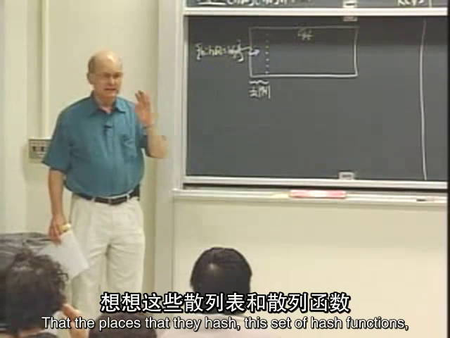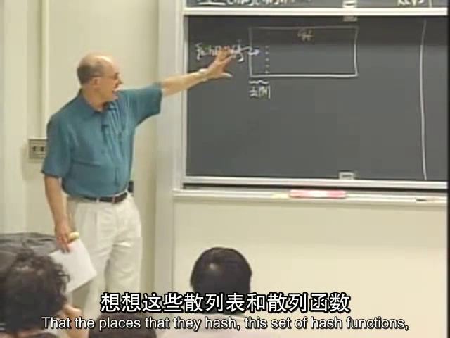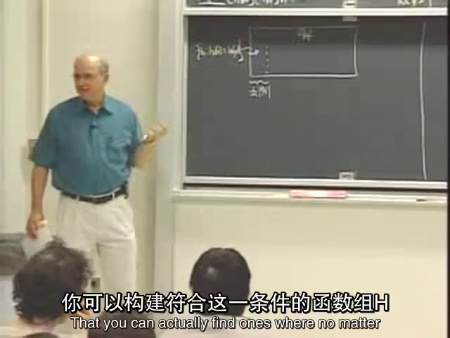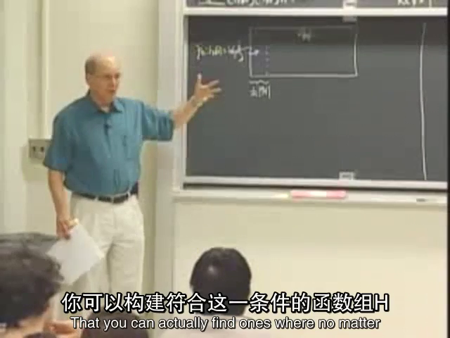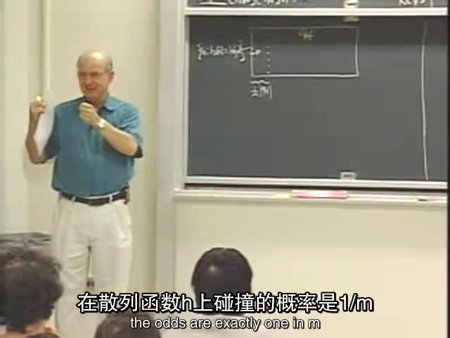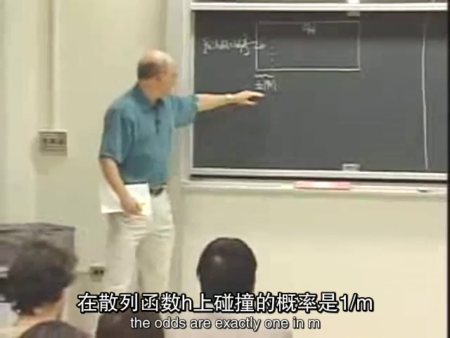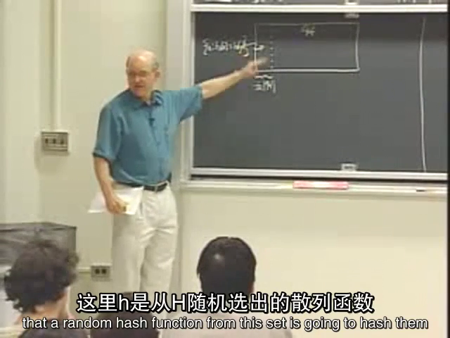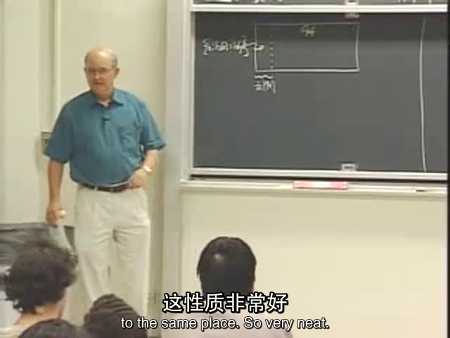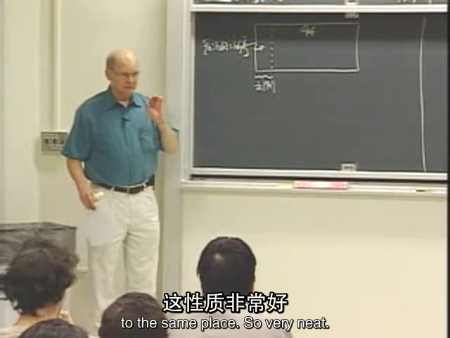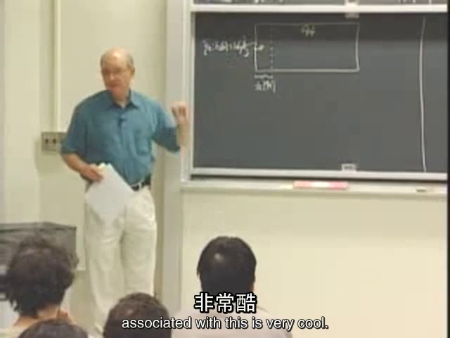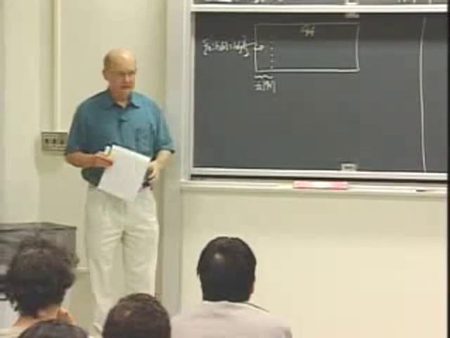This is like a marvelous property if you think about it, that you can actually find a set where no matter what two elements I pick, the odds are exactly 1 in m that a random hash function from this set is going to hash them to the same place. So very neat, very, very neat property. And we'll see the mathematics associated with this is very cool.